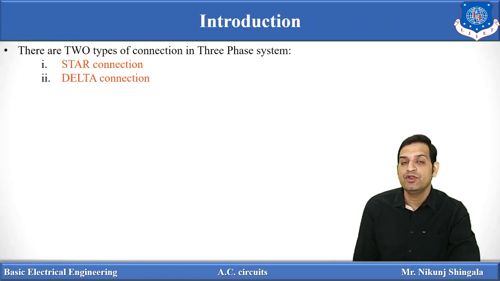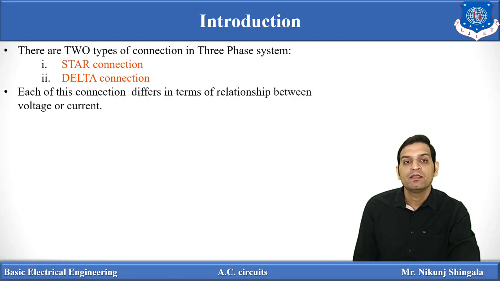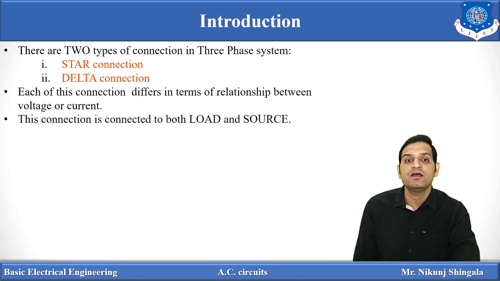Now, as I told you, there are two types of connection for a three-phase system. It may be star or delta. Each of these connections differs from the other in terms of the relationship between voltage and current. Now, this connection is applicable to both load and source. So the three-phase source, the three-phase supply system, is also connected in star or delta, as well as the three-phase load is also connected in star or delta.